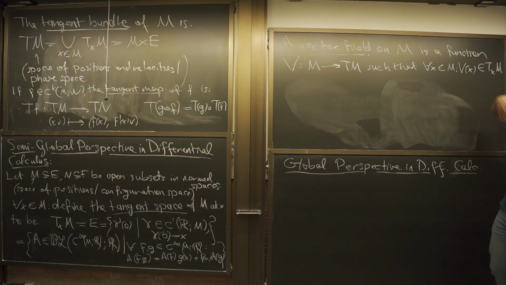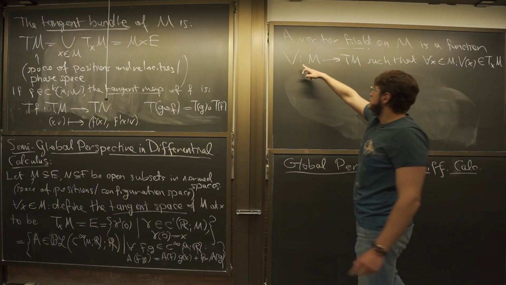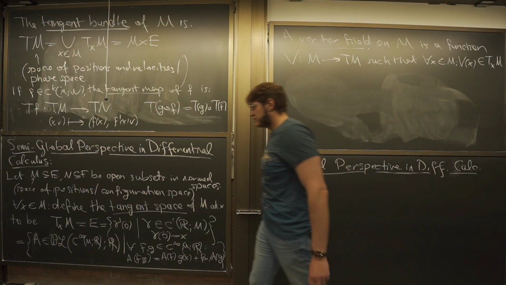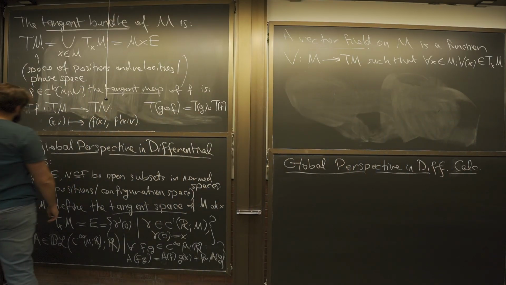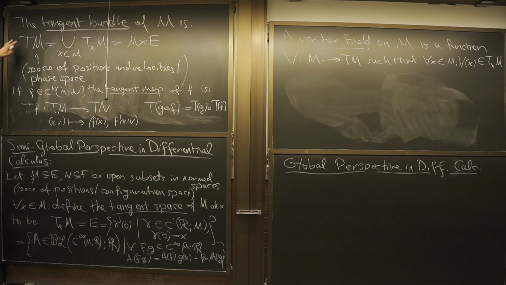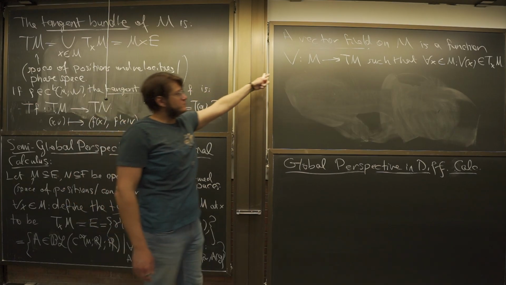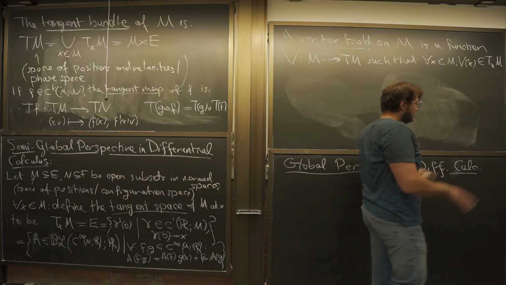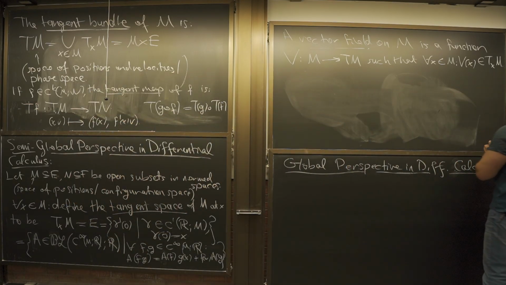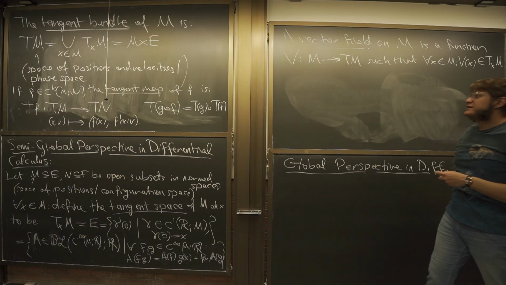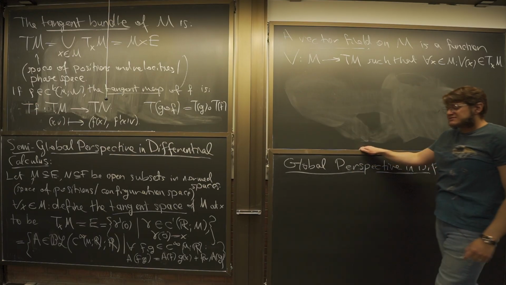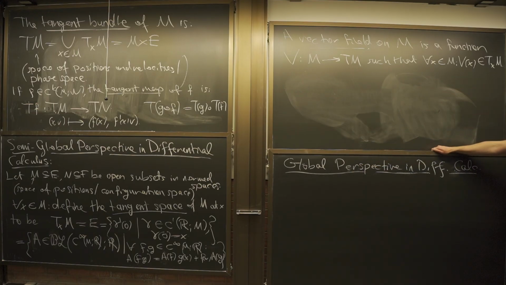A C1 vector field, C2 vector field, these are all defined in terms of the regularity of this function. And note that TM itself is an open subset in some other normed space, namely E times E. So you can talk about what it means for this to be Ck, C infinity, whatever. And while we're at it, let's define a differential one form as well.